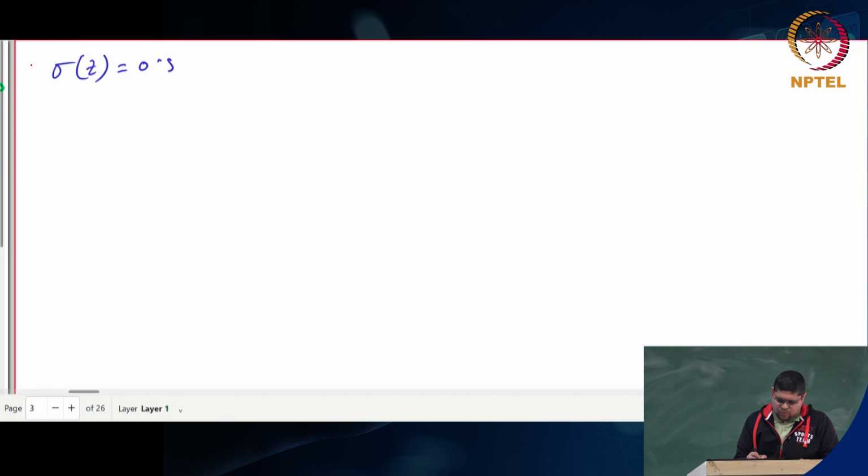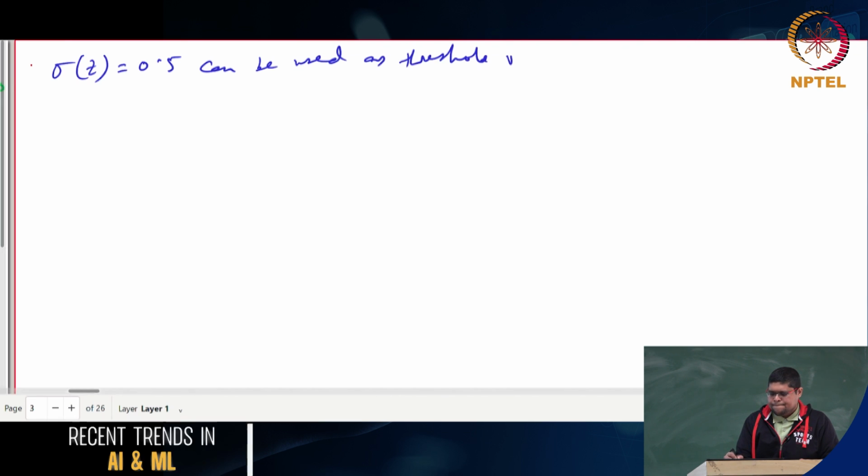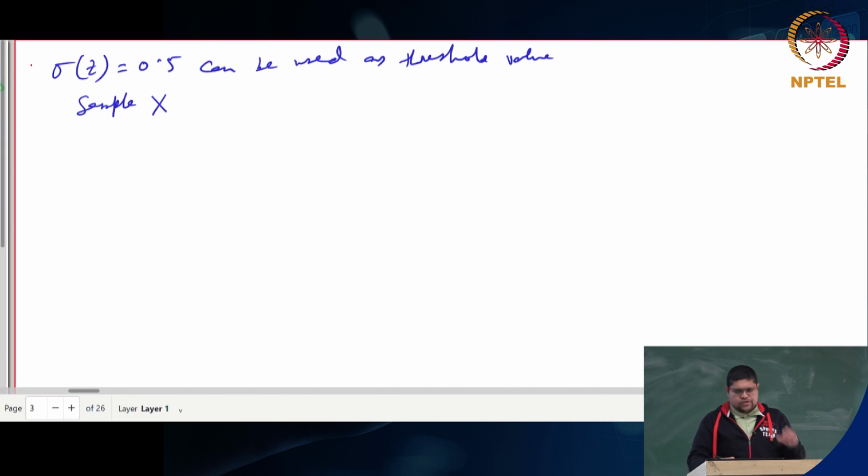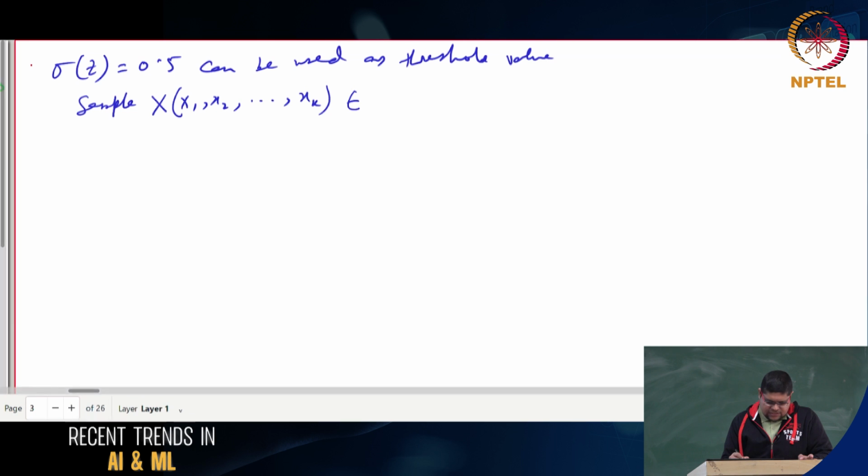So sigma z equal to 0.5, this can be used as a threshold value. What does it mean? Whatever sample you have, say sample x, I have denoted one sample in terms of a k-dimensional feature vector. So k is nothing but x1, x2, up to xk. This will belong to some positive class.